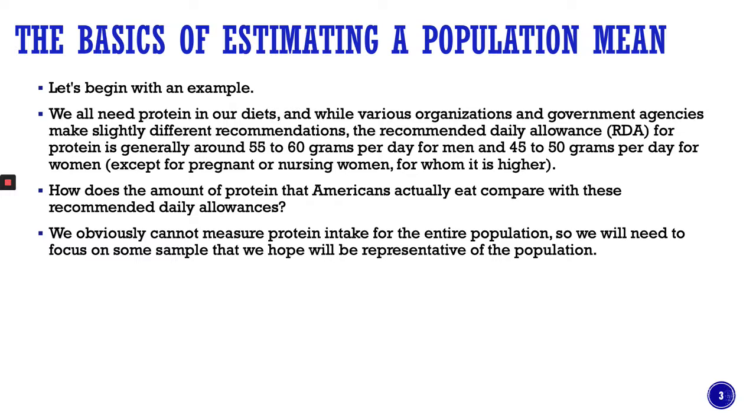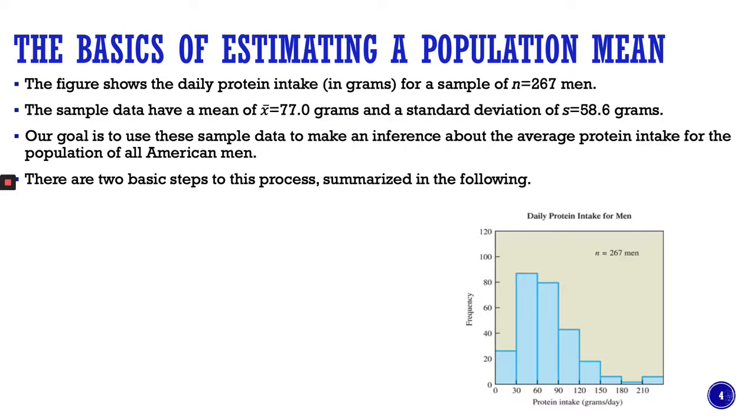How does the amount of protein that Americans actually eat compare with these recommended daily allowances? We obviously cannot measure protein intake for the entire population, so we will need to focus on some sample that we hope will be representative of the population. So the figure shows the daily protein intake for a sample of N equal to 267 men. The sample data have a mean of X bar equal to 77.0 grams and a standard deviation of S equal to 58.6 grams. Our goal is to use these sample data to make an inference about the average protein intake for the population of all American men.